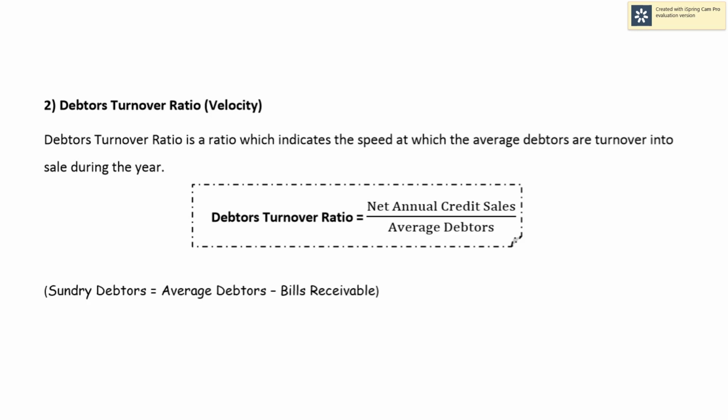The second one is debtors turnover ratio. Debtors turnover ratio is a ratio which indicates the speed at which average debtors are turned over into sales during the year. All of you definitely know what debtors are, but I'll still repeat because when I do classes, a lot of you come to me asking what do you mean by debtors. No problem, I will explain what debtors are.